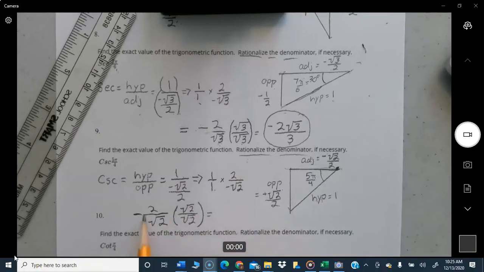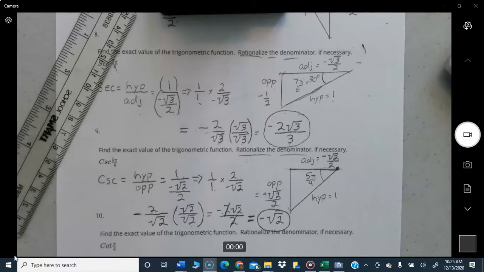Okay, so negative 2 times root 2 gives you negative 2 root 2. And square root of 2 times square root of 2 gives you 2. Right there. So that's exactly what we did above, except this time you got one more step. You can cancel the 2's. The 2 over the 2 cancels, so your final answer is going to be negative square root of 2. That is your final answer.